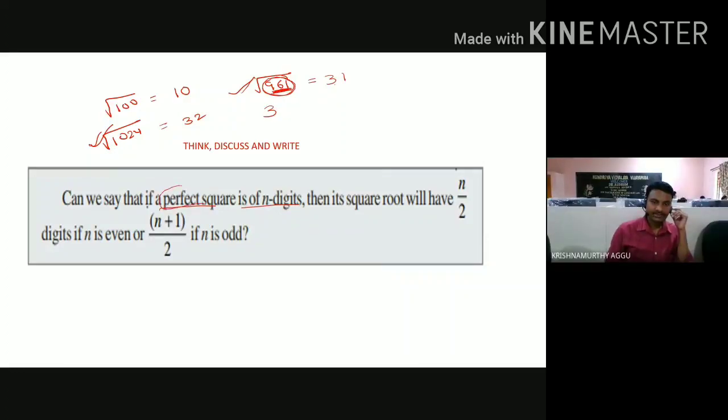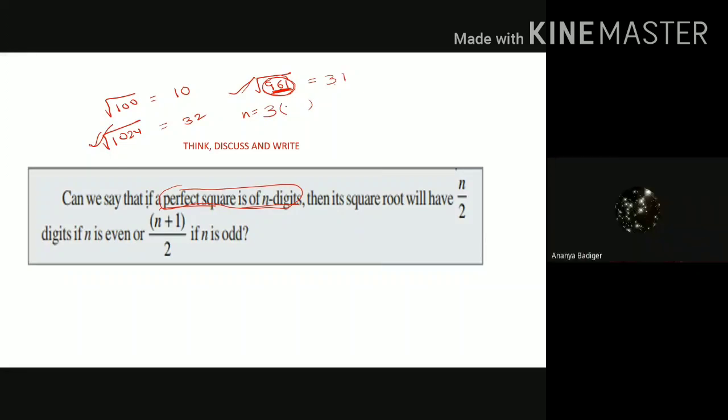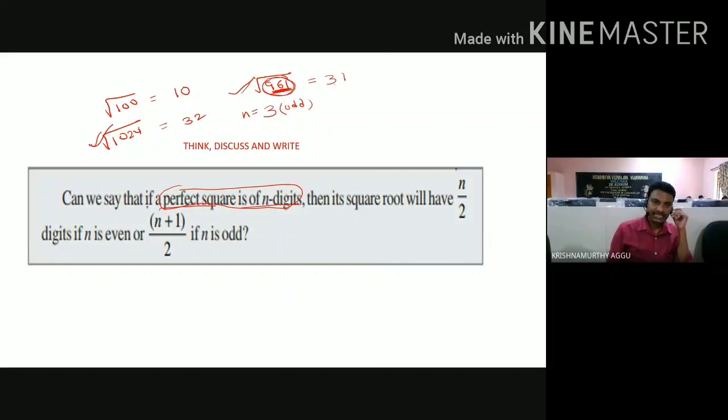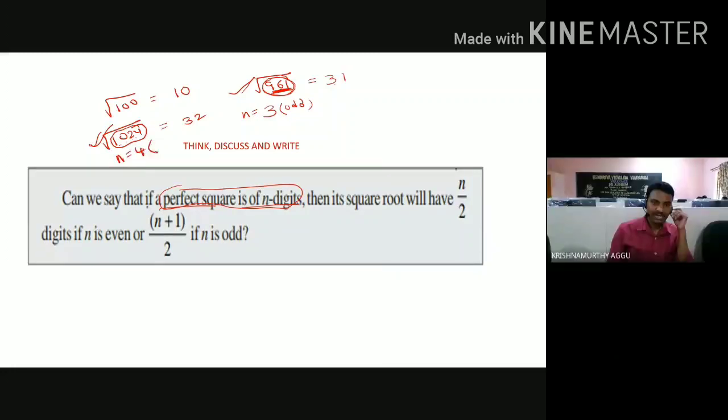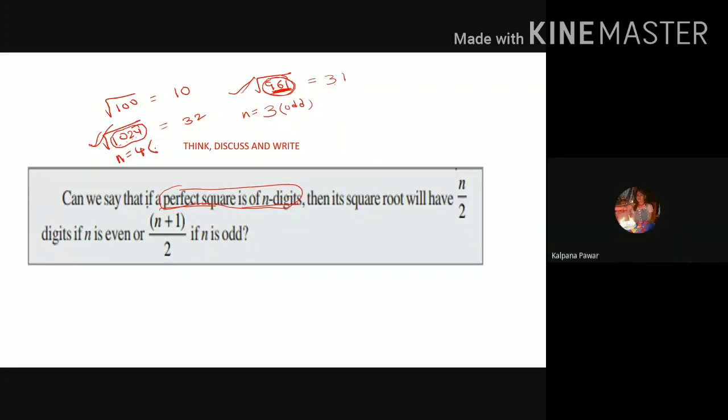Here a perfect square is of n digits. A perfect square number is having n value 3. Is 3 odd or even? Odd. Next, you take this perfect square number, 1024. How many digits are there here? 4. n equal to 4. Is 4 odd or even? Even.